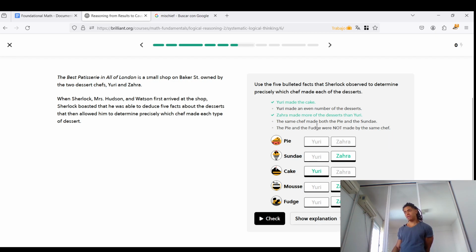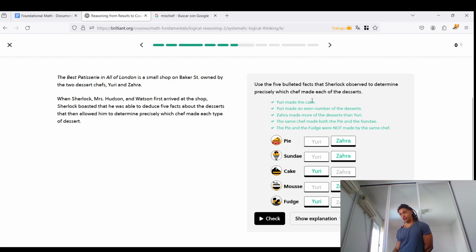So the same chef made both pie and sundae. Okay. The pie and the fudge were not made by the same chef. So the pie is done by Sarah and the fudge is made by Judy. So this actually satisfies all of these conditions.